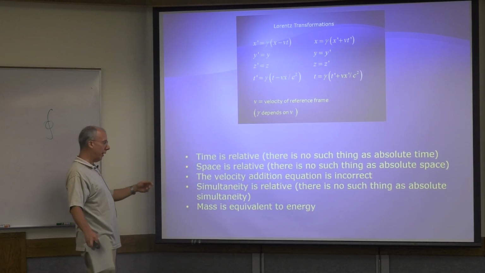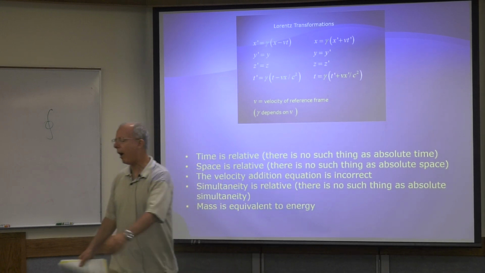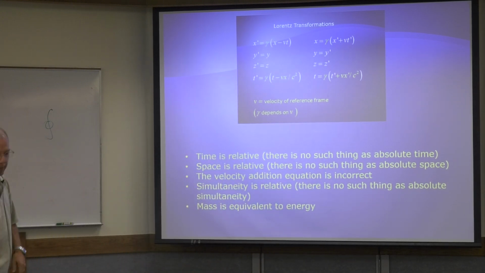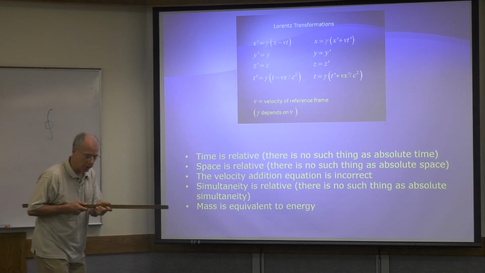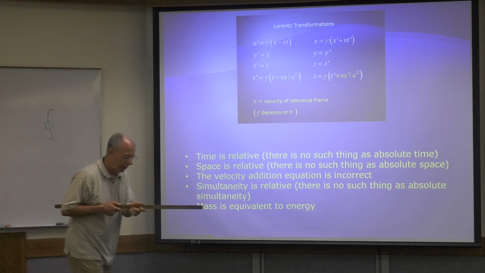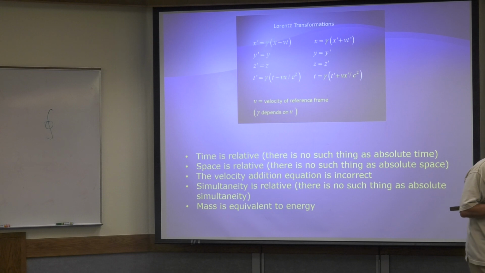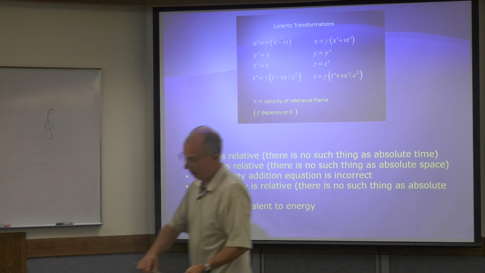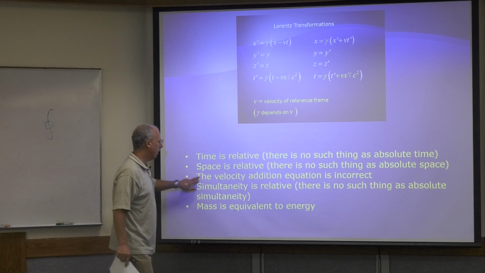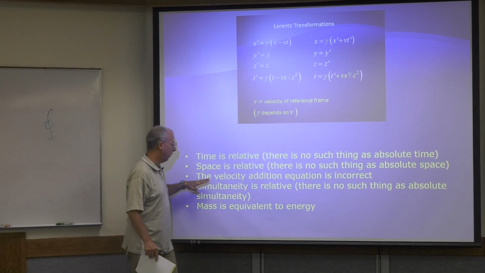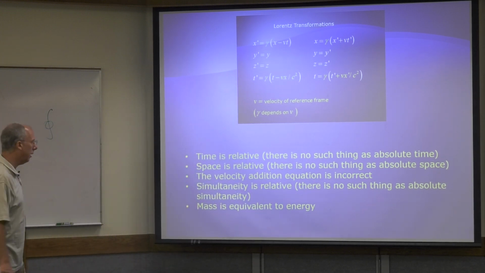These equations also predict that space is relative. There's no such thing as absolute space. What are you talking about? So let's say I have a meter stick here. I'm running relative to you, and you're stationary. We measure the length of the meter stick. I'm going to get 1 meter. You're going to get something different. And we're both right. So that's weird. The velocity addition equation that we talked about earlier, the baseball and the car and all that, it's wrong.